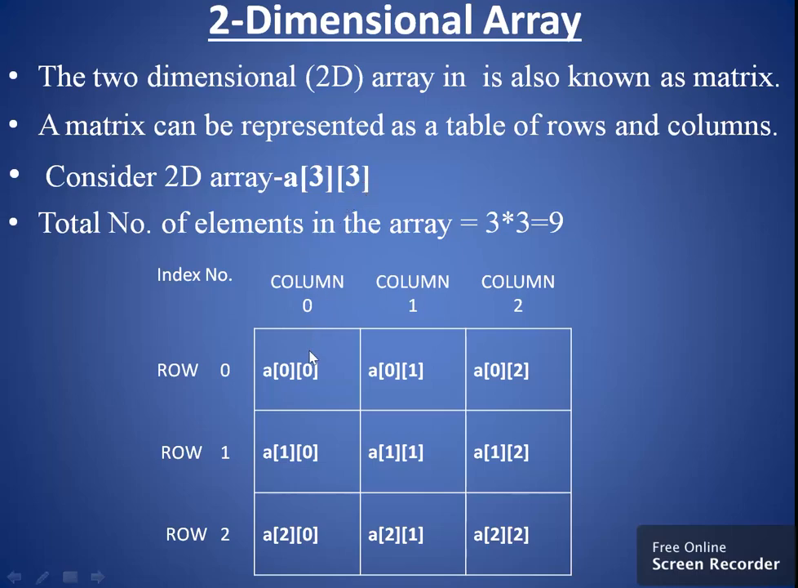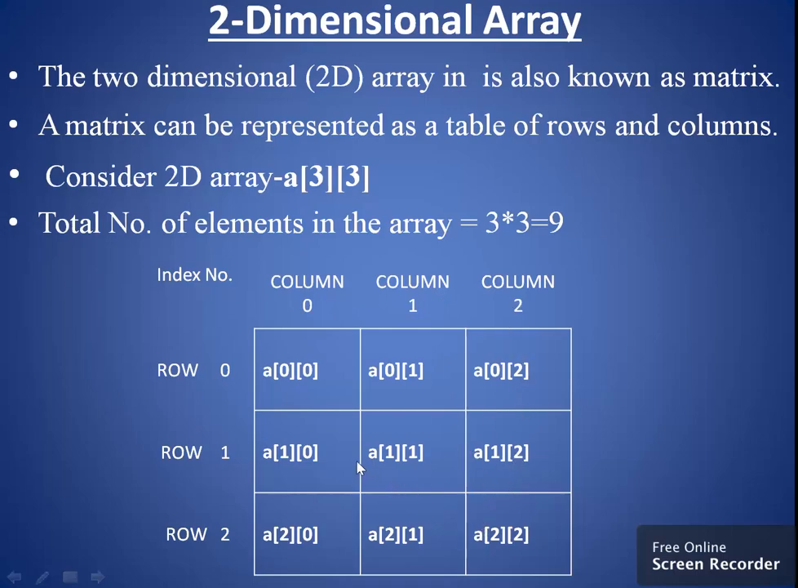So we move to the example of A[3][3]. This will be the visual representation of two-dimensional array A[3][3]. So these are the 3 rows present in the array A. This will be the first row, this will be the second row, and this will be the third row. So these are the columns present in the two-dimensional array A. This will be the first column, second column, and third column.